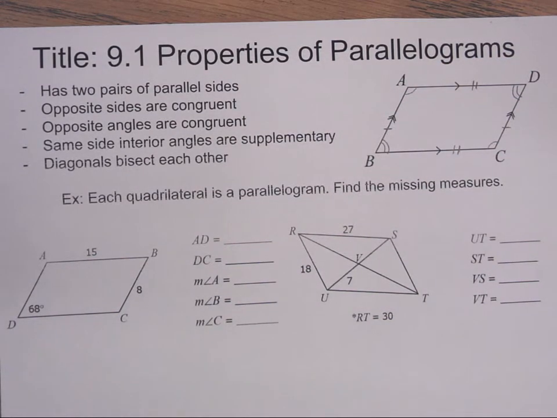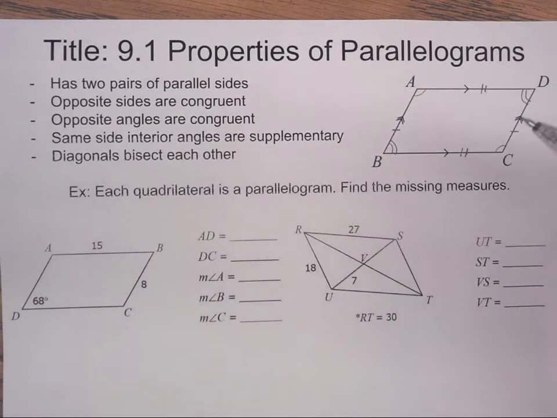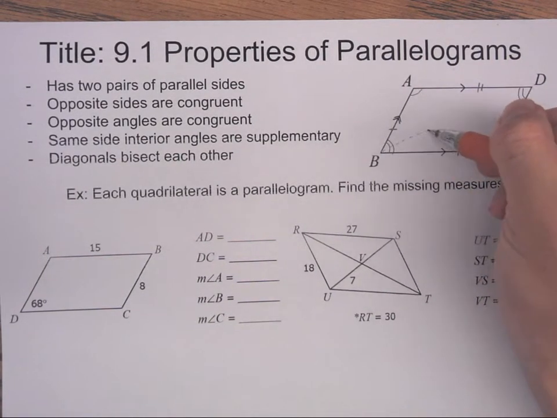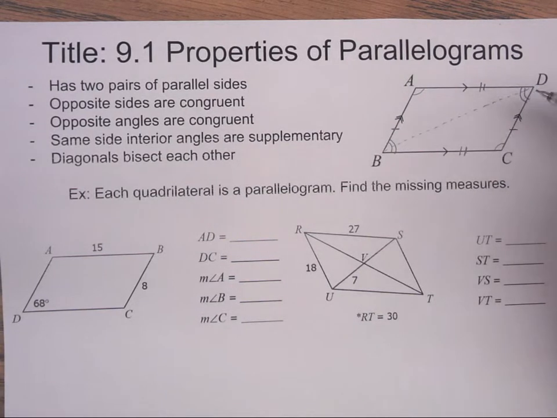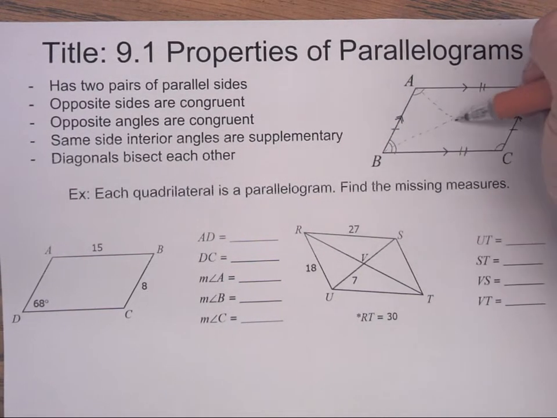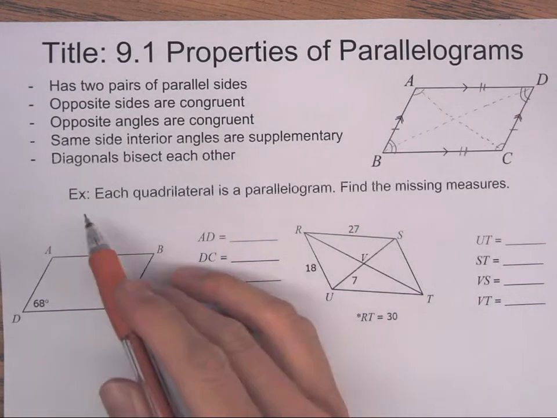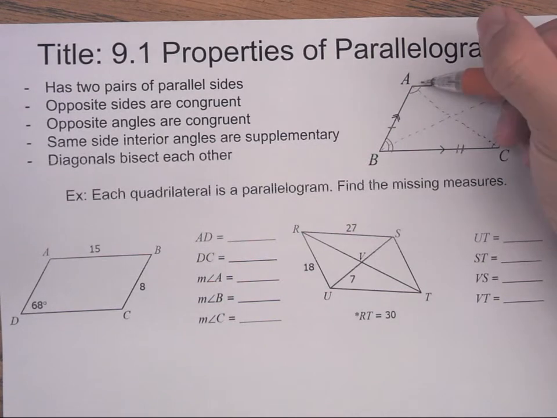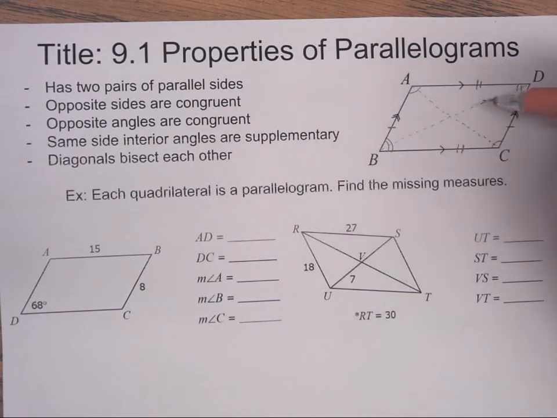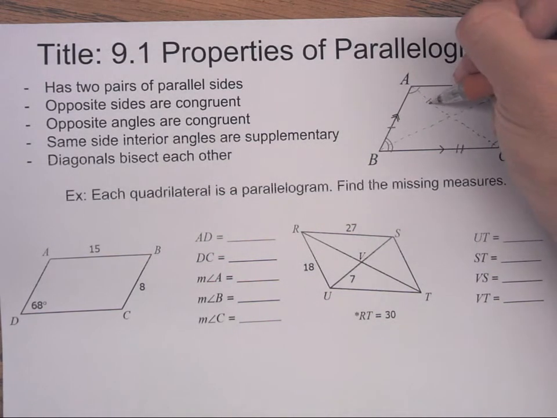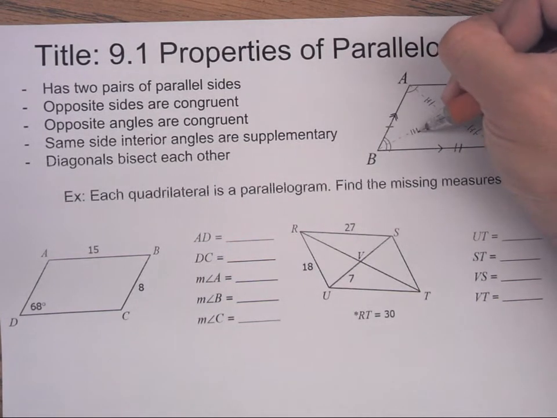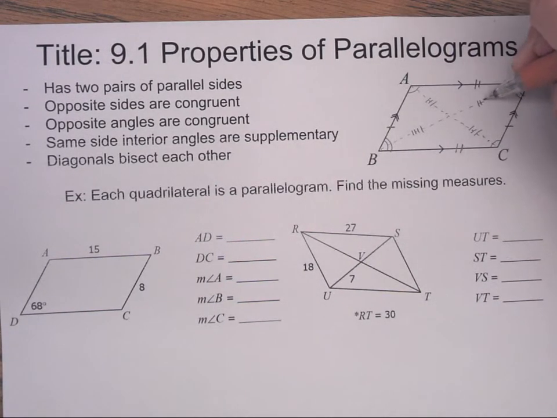The other one, diagonals bisect each other. So if you don't know what a diagonal is, a diagonal connects two vertices. So like this and like this. So what this means when the diagonals bisect each other is that this diagonal is going to bisect the other diagonal. So what this implies is that this segment is going to be the same as this segment, and this segment here is going to be the same as this segment here.